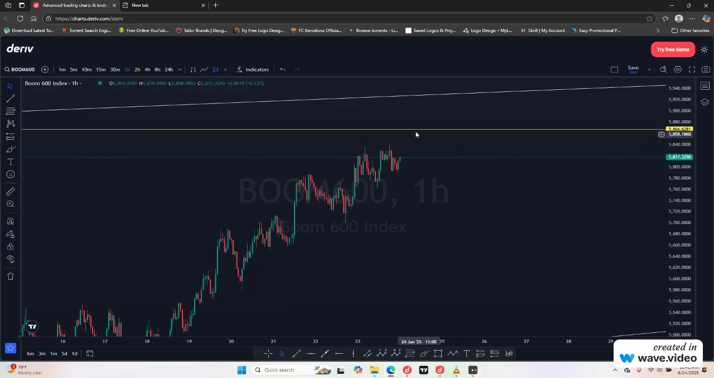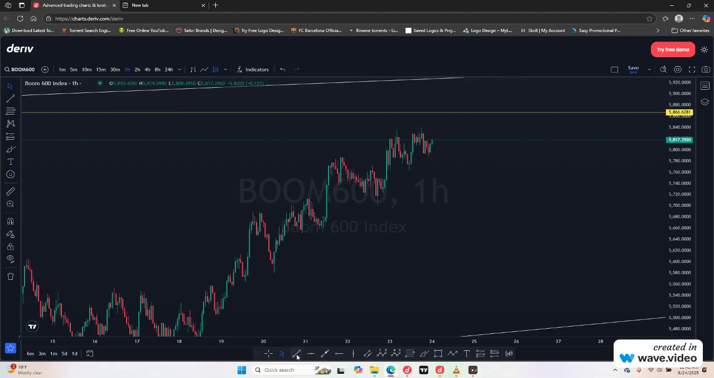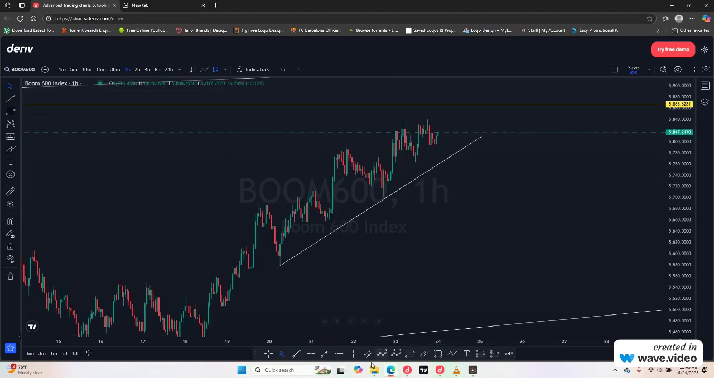So looking at this pattern now, we can draw an ascending channel here in order for us to hold this trend line. So this is very good. So what's our expectation now? Over here on the Boom 600 index, we want to see more pushes like this before we clear this high, then we drop to the downside.